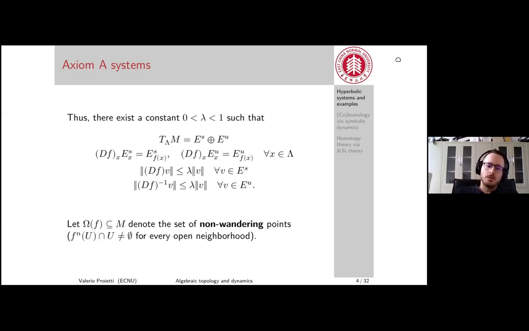Okay, so now we define what a hyperbolic set is. I want the set of non-wandering points to be hyperbolic. So omega f will be the set of non-wandering points. What this means is that a point is non-wandering if for every neighborhood U of that point, when I do f to some n of U, this will intersect U non-trivially. So there will be some point, maybe not my point, but some point close to it that will come back.